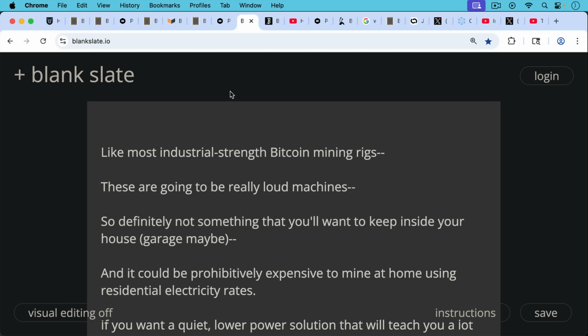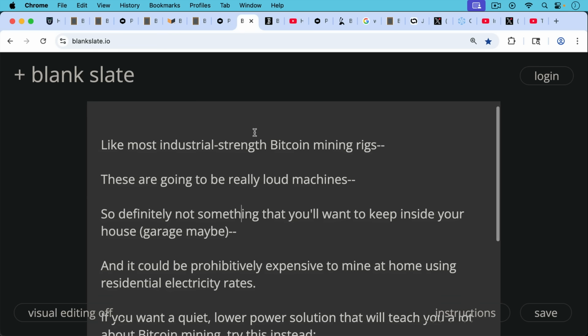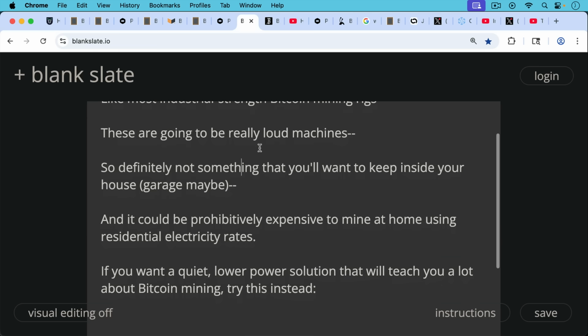Like most industrial-strength Bitcoin mining rigs, these are going to be really loud machines, so definitely not something that you want to keep inside your house, maybe in your garage if you can insulate it. And it could also be prohibitively expensive. Obviously, if you live, for example, in the US in one of the major cities, it could be quite expensive to mine at home using residential electricity rates.